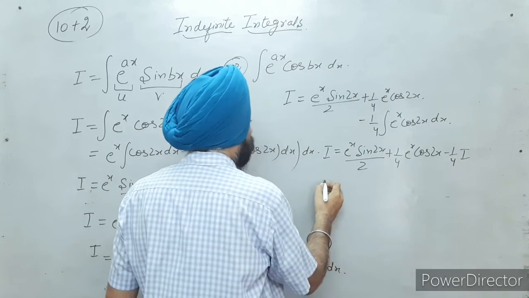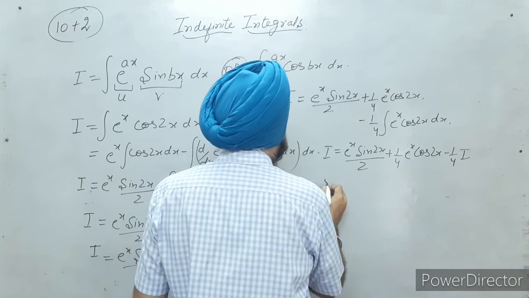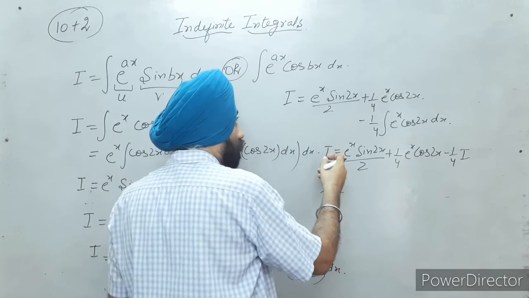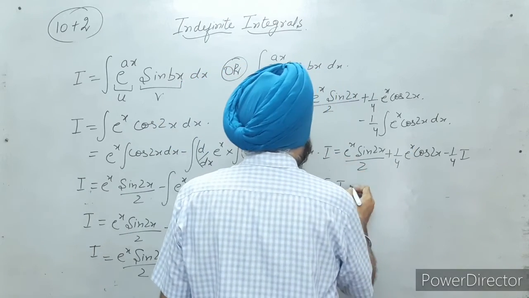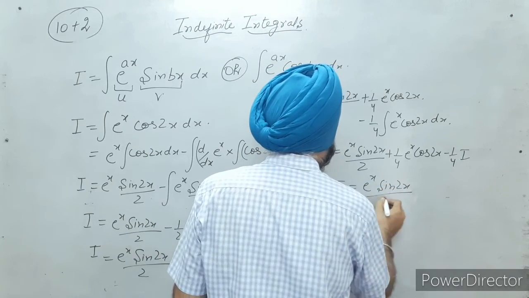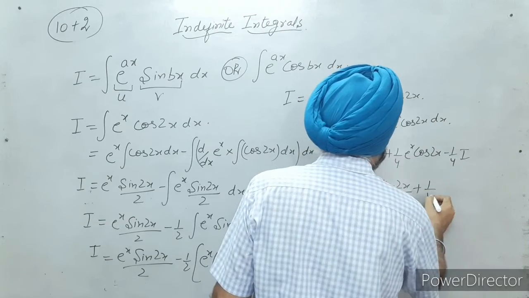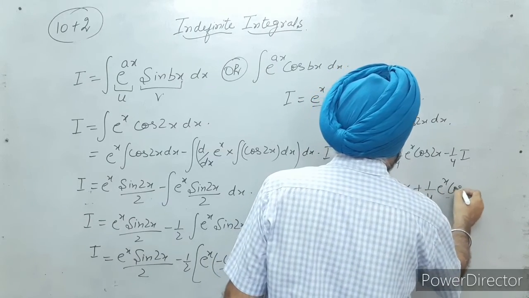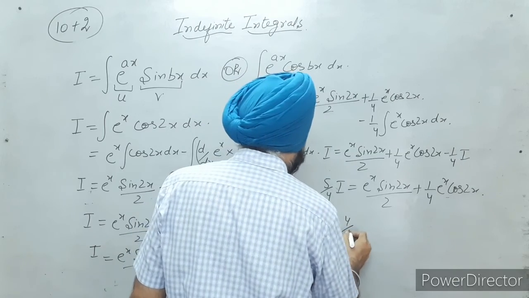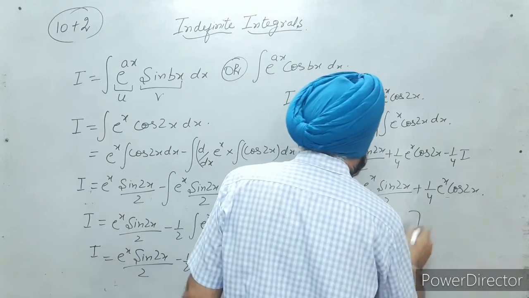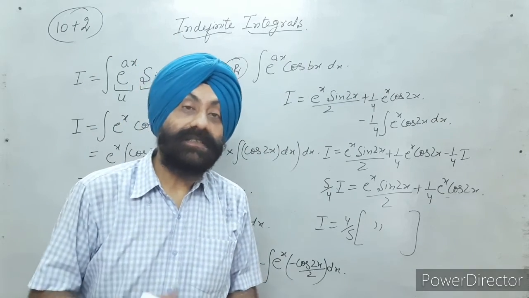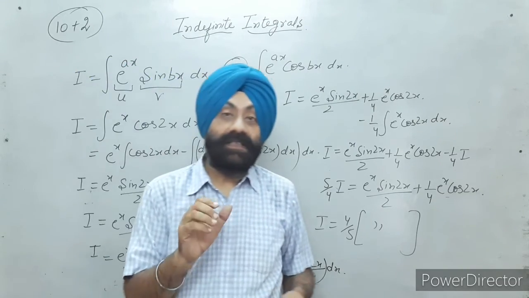Bring this I to this side, it becomes I plus 1 by 4 I, that is 5 by 4 I equals e to the power x sin 2x by 2 plus 1 by 4 e to the power x cos 2x. So I equals 4 upon 5 times this whole expression. This is the way you solve these types of indefinite integrals.